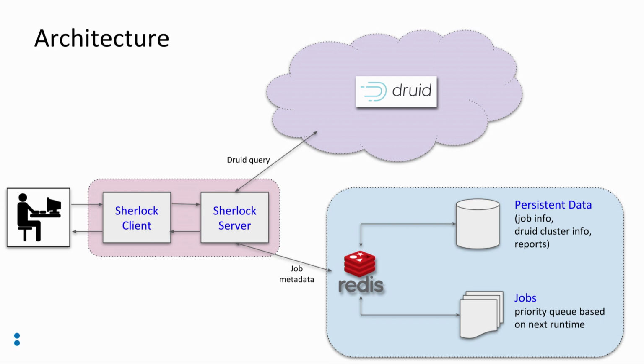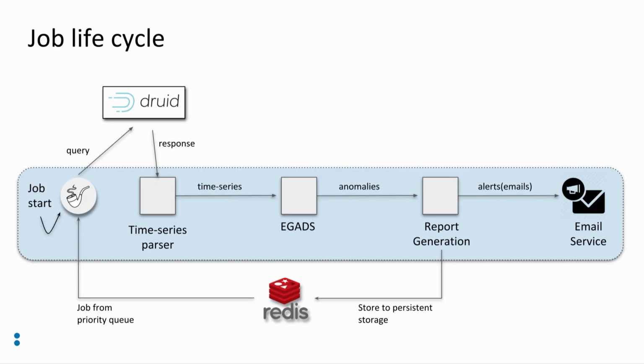Okay, so let's see the job lifecycle in Sherlock. When the Sherlock API calls Redis and asks for the jobs, it returns the eligible jobs from the priority queue, and the job starts at that particular time. It basically modifies the Druid query according to the time interval, granularity, and the frequency input from the user, and then it queries Druid. Druid gives the native JSON response.